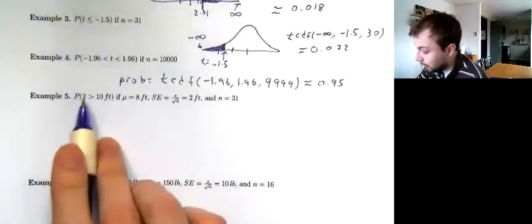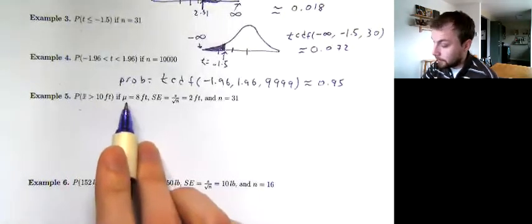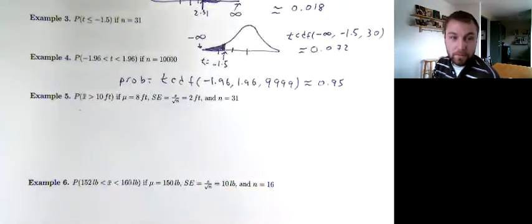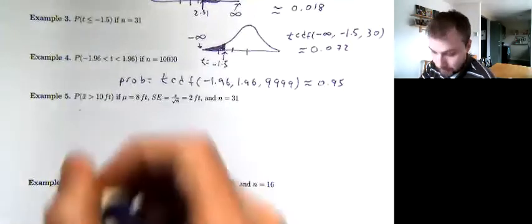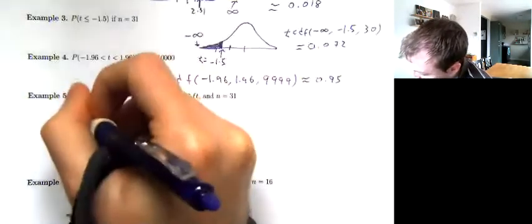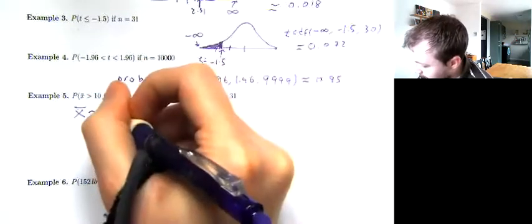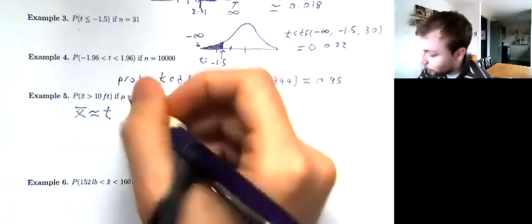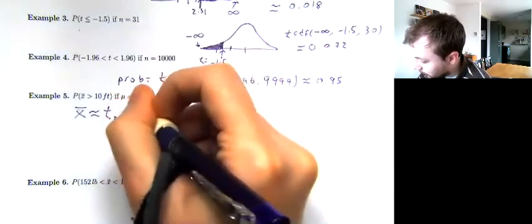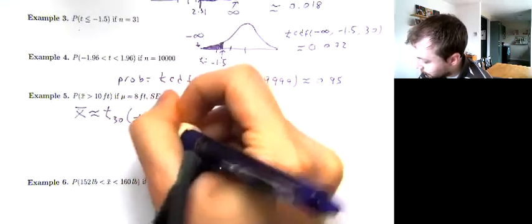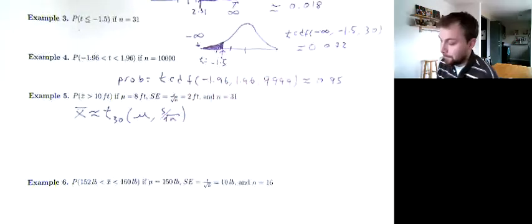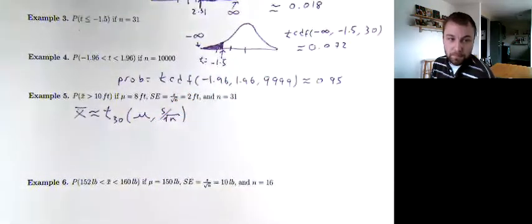An average of 10 feet or more if mu is 8, and it's already giving me that standard deviation of 2. So let me rephrase this a tiny bit. This is saying my distribution, since it has this S here, is a t distribution. My degree of freedom, if I have 31 samples, is going to be 1 less, which is 30, with an average of mu and a standard deviation like thing, a standard error, of S over the square root of n.